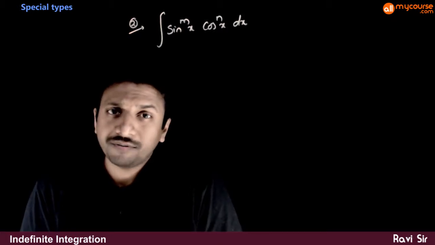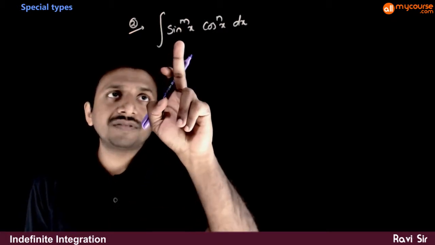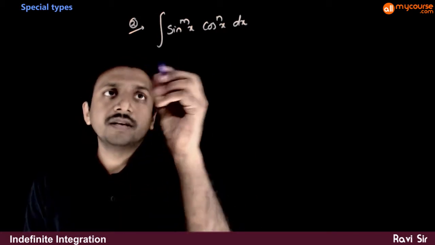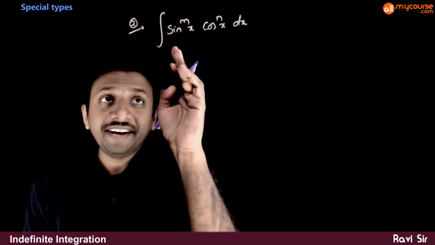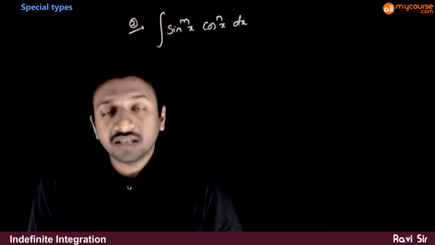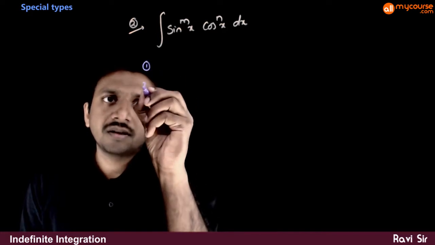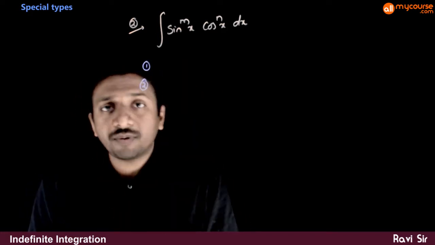So in the second model, we are going to discuss integration of sin power m x into cos power n x dx. So how do we integrate sin power m x into cos power n x? There are two different cases in this type of integrals.